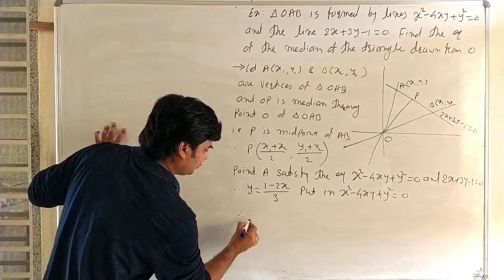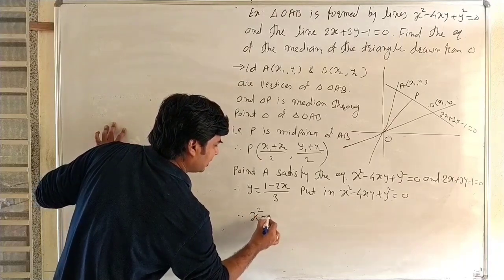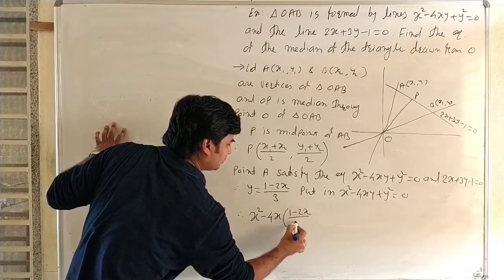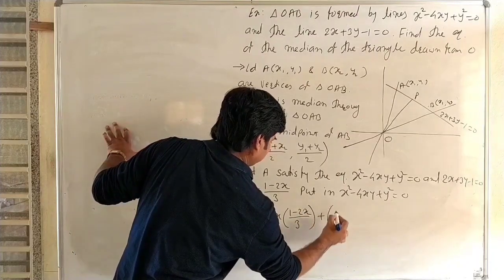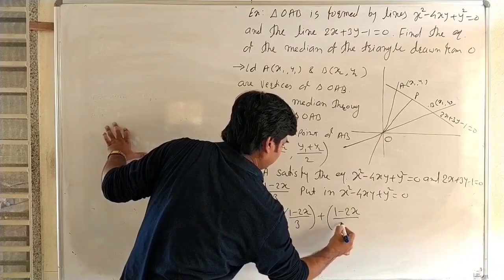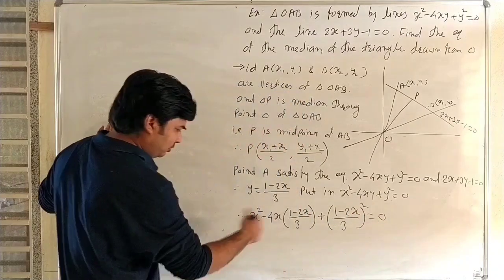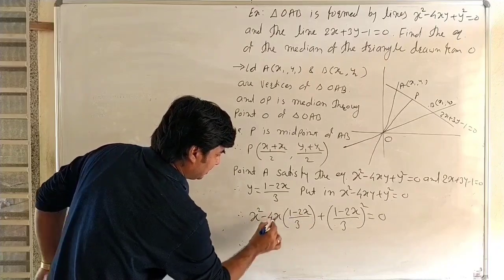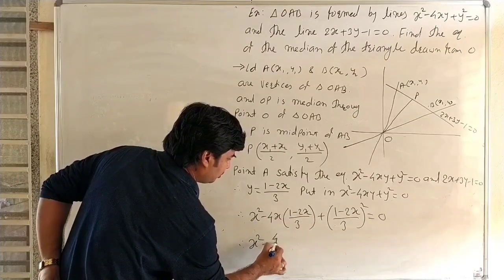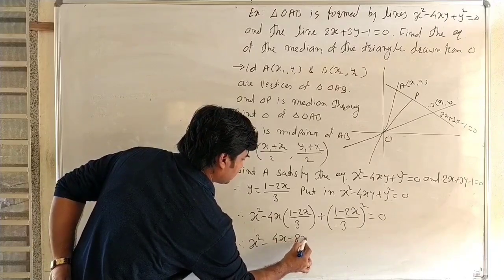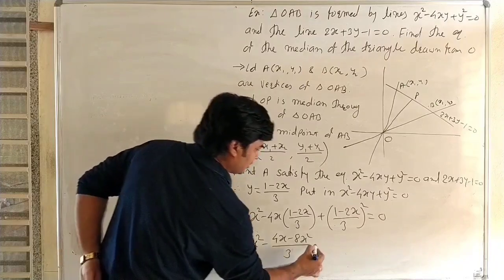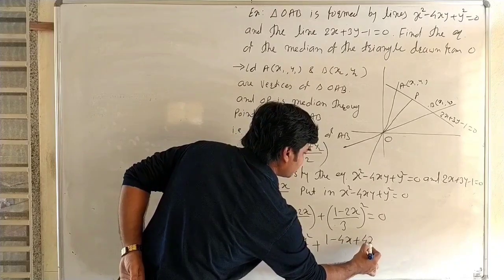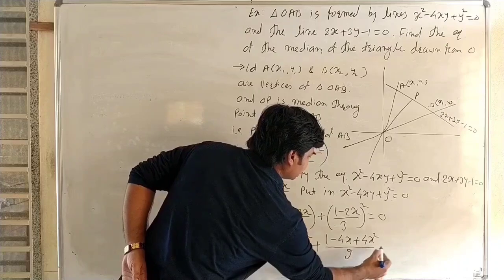And therefore, we can write x square minus 4xy, that is 1 minus 2x upon 3, plus y square, that is 1 minus 2x upon 3 whole square is equal to 0. Now solve this. Then it is x square minus 4x multiplied by 1 minus 2x upon 3, that is 4x minus 8x square upon 3, and plus the whole square, 1 minus 4x plus 4x square upon 9 is equal to 0.